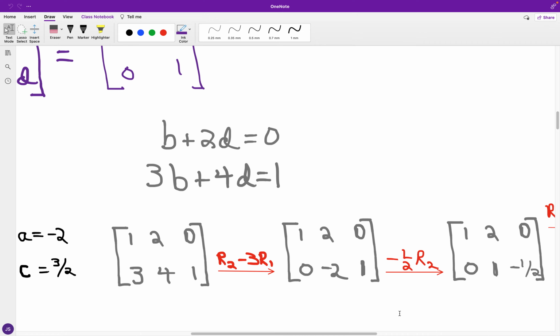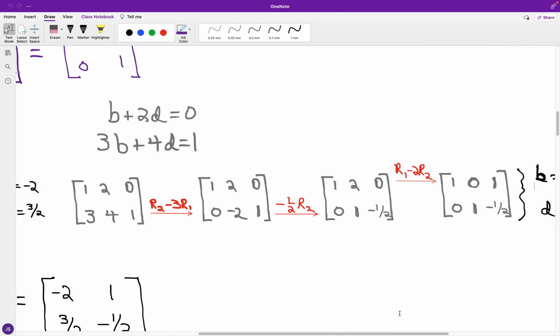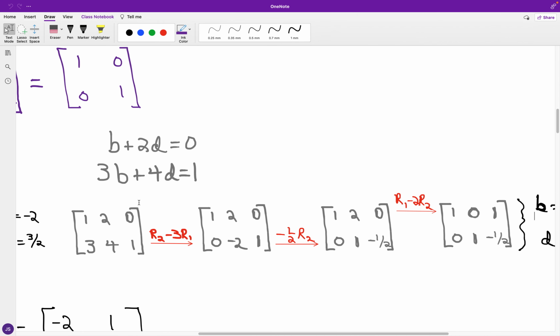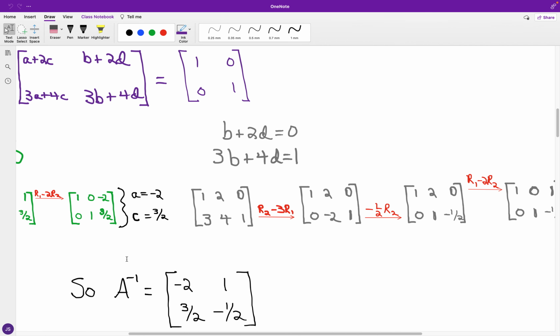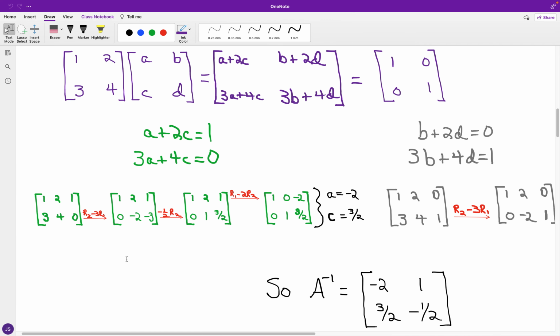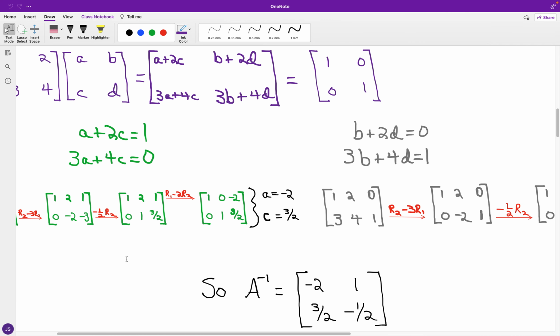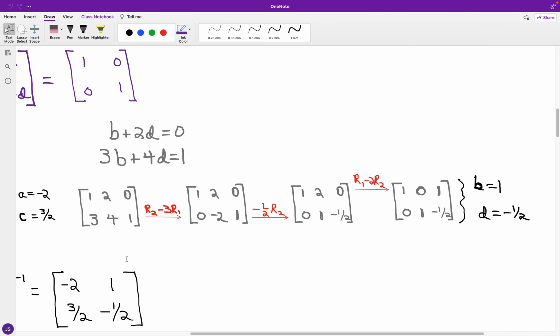Now for the other setup that I have, I have B plus 2D is equal to 0, 3B plus 4D is equal to 1. So for the augmented matrix, I got 1, 2, 0, 3, 4, 1, and putting it in terms of the reduced row echelon form, I'm going to have the exact same operations, but different constant values to the right. So I have R2 minus 3R1, followed by negative 1/2 of R2, and R1 minus 2R2.